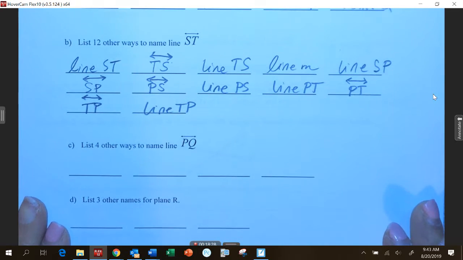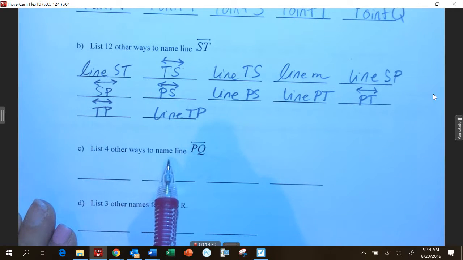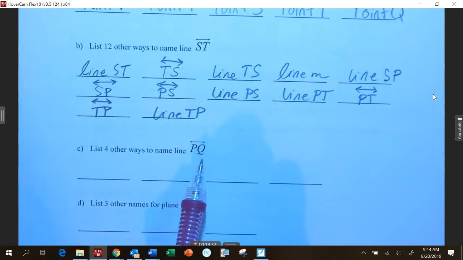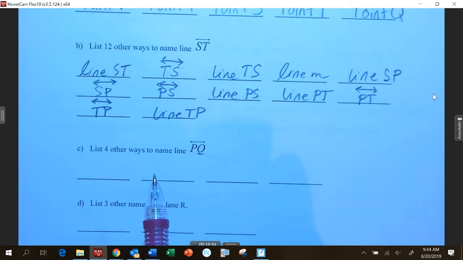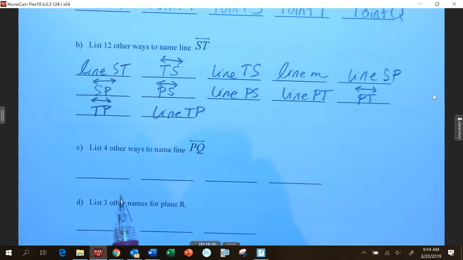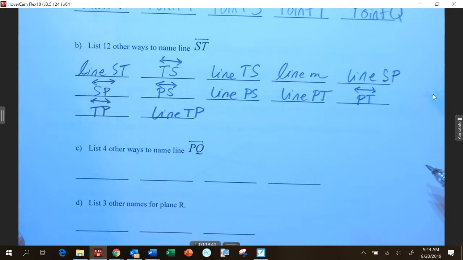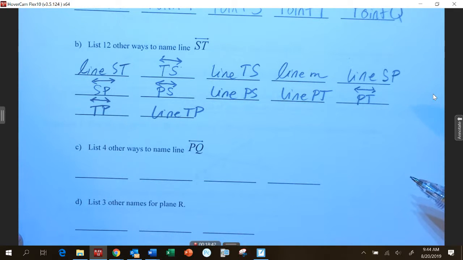Okay. Next. Says list 4 other ways to name line PQ. I'm not going to call on anybody yet, because I want to see if you can figure these out. This is just the same question as B right above it, only now we're talking about PQ. Talking about a different line. So see if you can answer those, and then I'll call on you in just a moment.